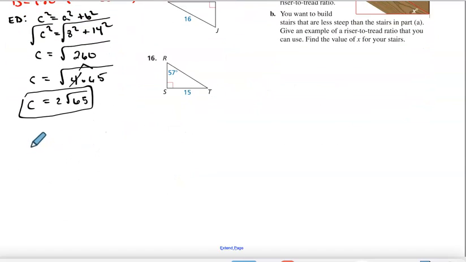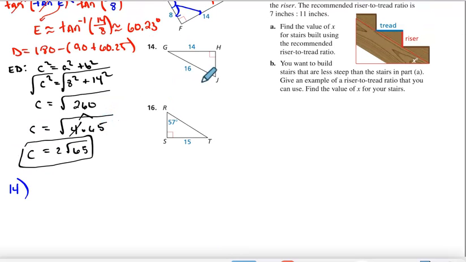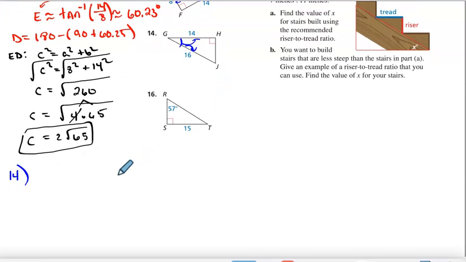All right, I'll do 14 down here. So we have 14 and 16. I'm noticing that 16 is my hypotenuse. So if I'm using angle G or J, it doesn't matter. If I go with G, then I'm going to use the adjacent over the hypotenuse. So that means the cosine of angle G is equal to 14 over 16.